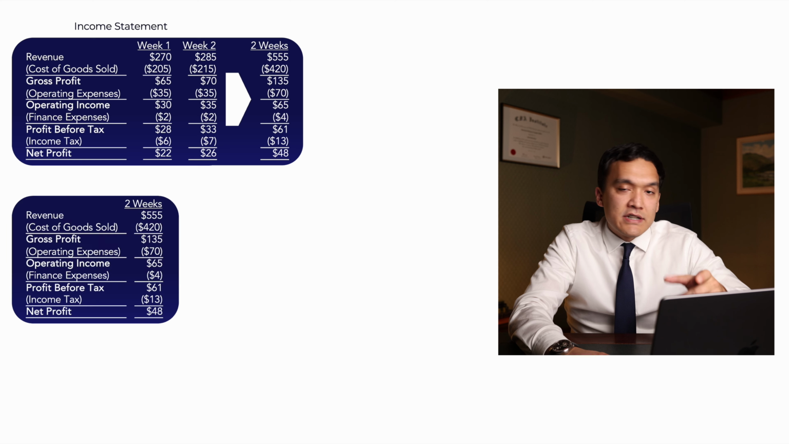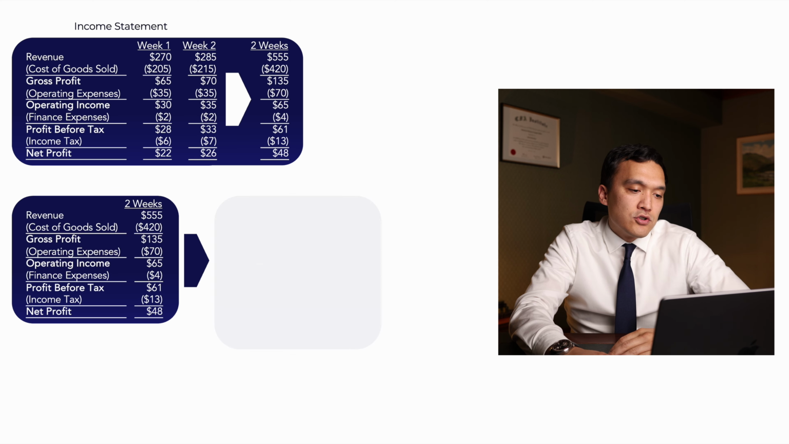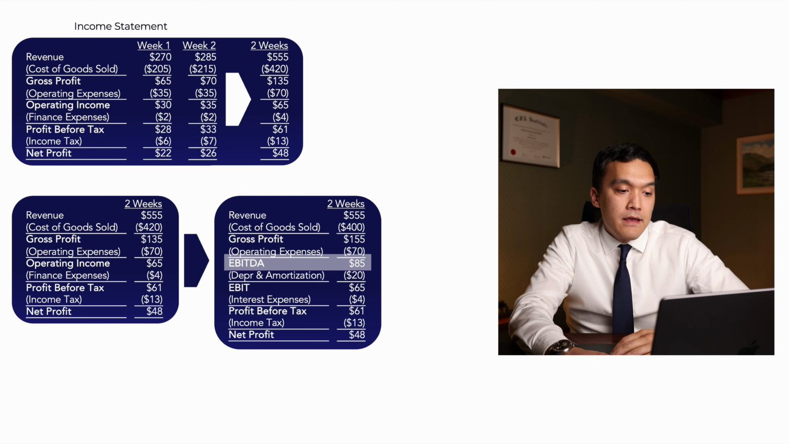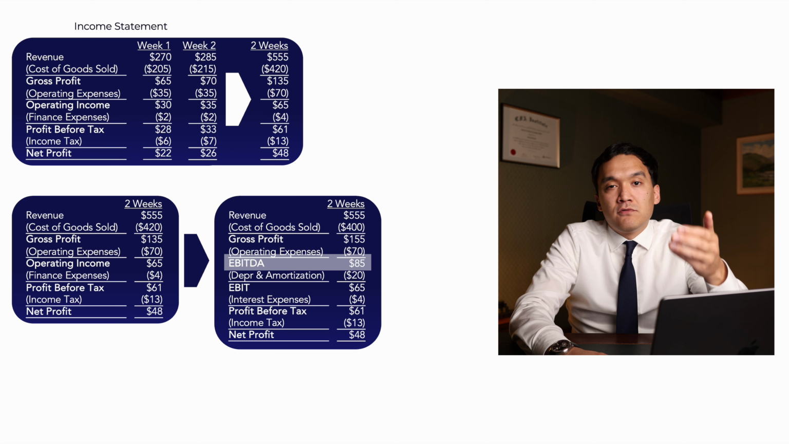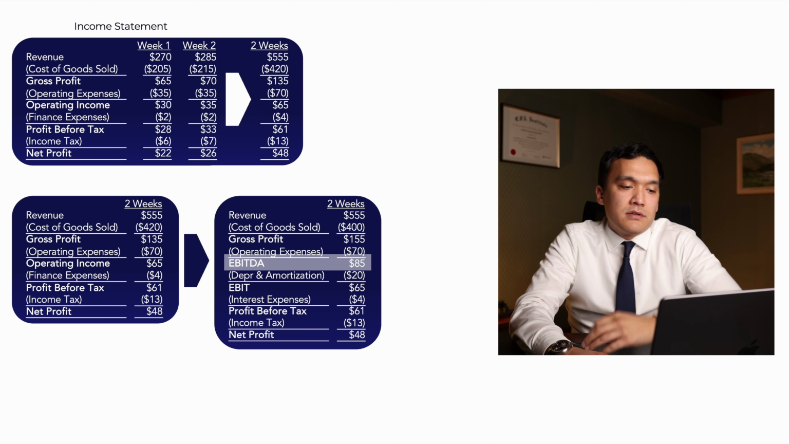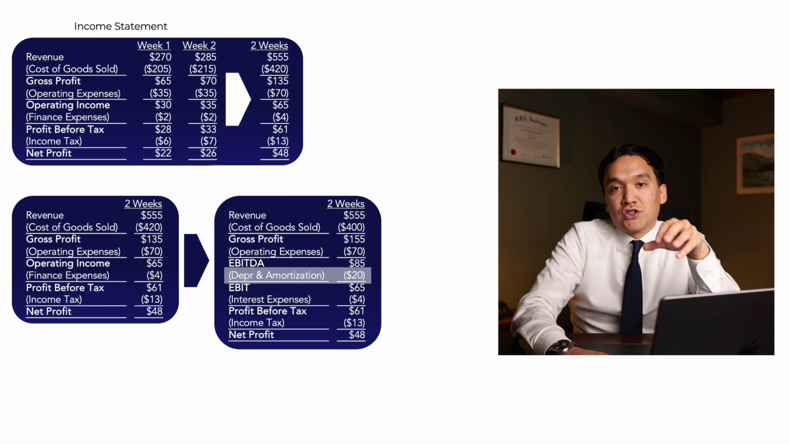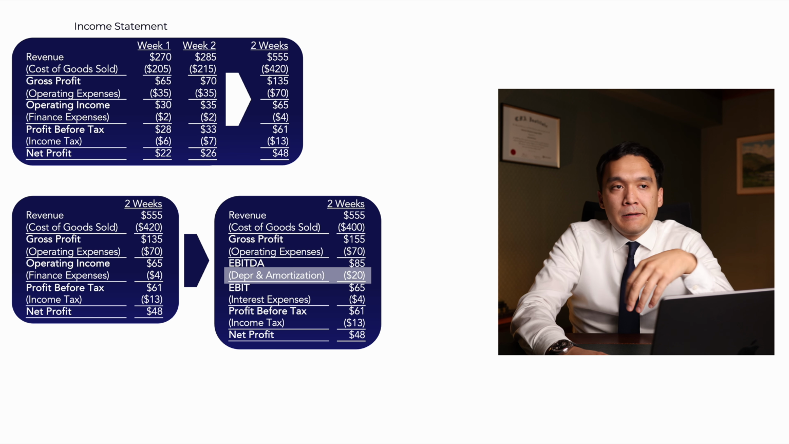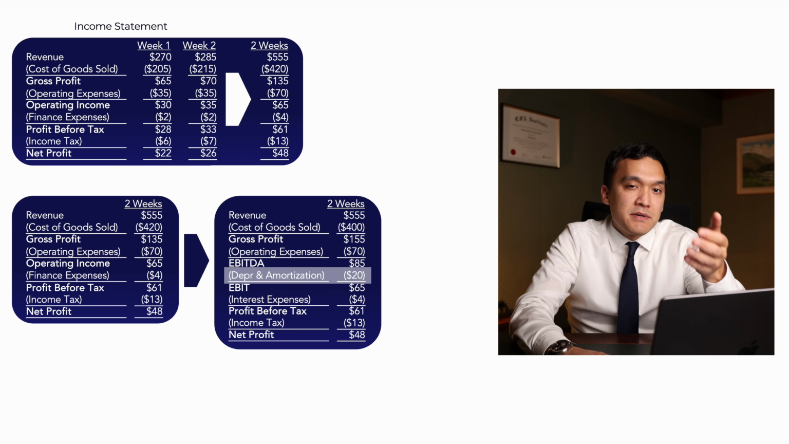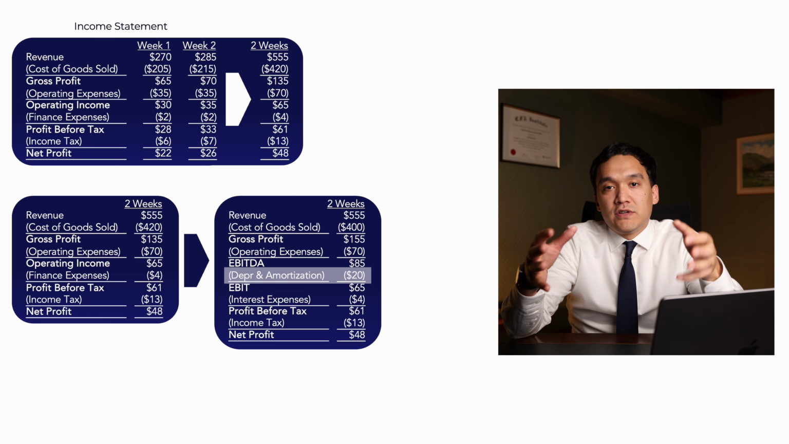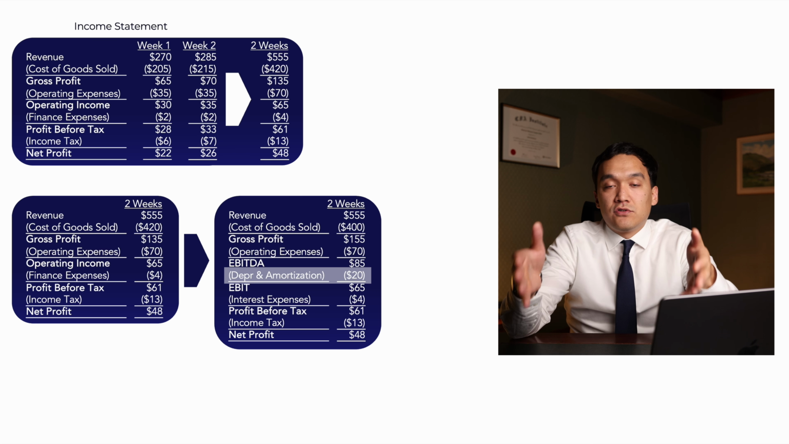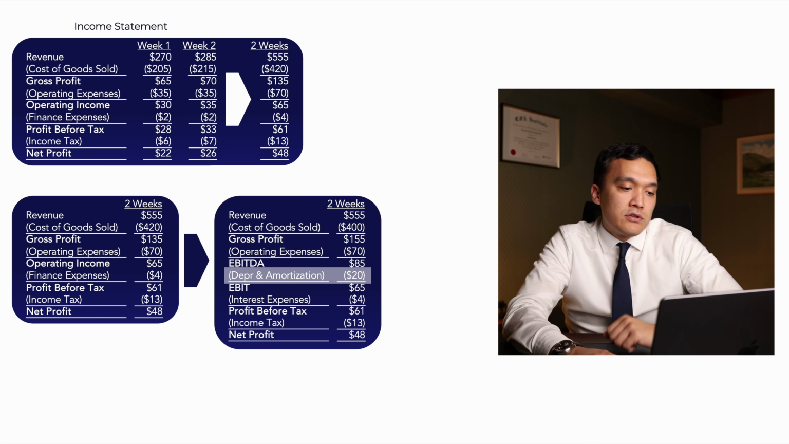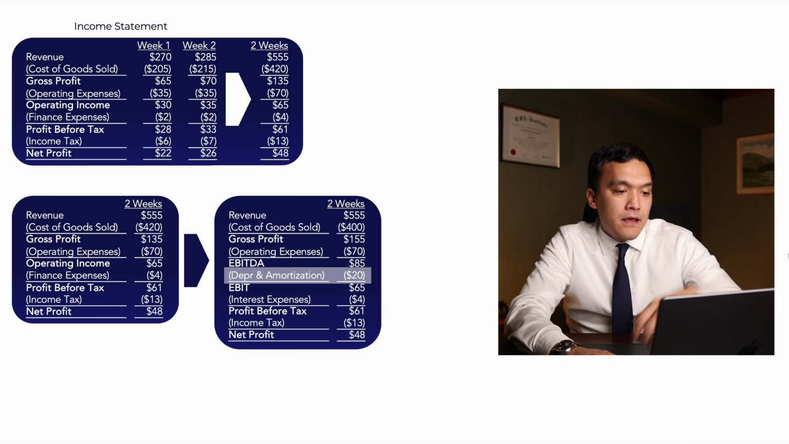Next, I want to adjust the income statement to show the EBITDA figure separately. EBITDA is earnings before interest, taxes, depreciation and amortization, and it is a quite important figure to bankers. Why we want to show depreciation and amortization expense separately is because, as you remember, this expense is an accounting expense. So our fixed assets got older during the first 2 weeks and we recorded depreciation expense.